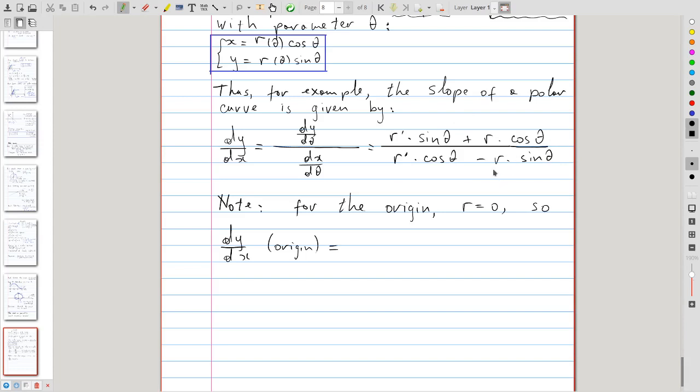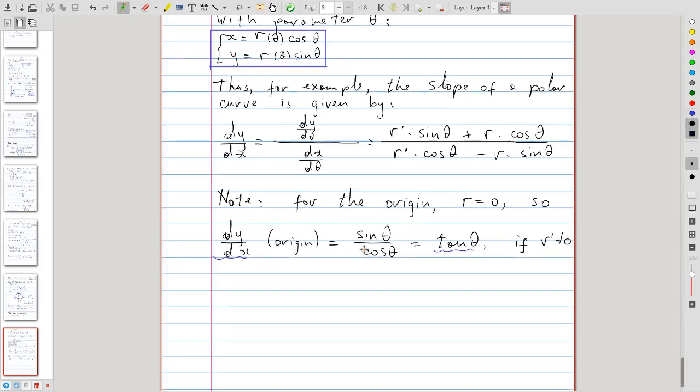And well, these two terms vanish. So we'll just have r prime sine theta over r prime cosine theta, and then r prime will cancel out as well. So we have sine theta over cosine theta, and so that's just tangent of theta if r prime is not 0, so that we can cancel it out. And so this simplifies computing slope of a curve at the origin.